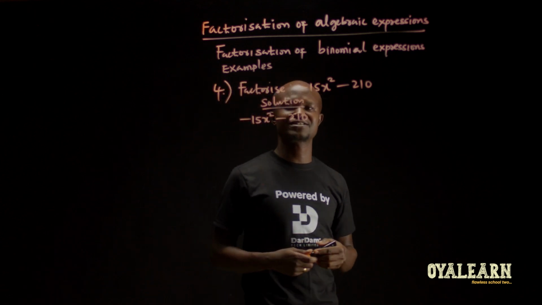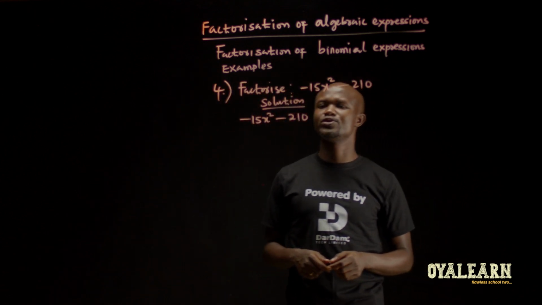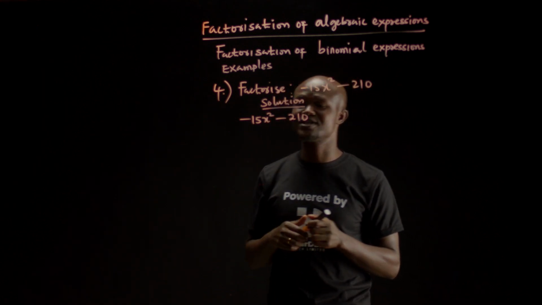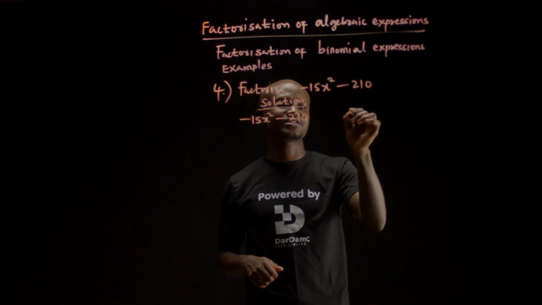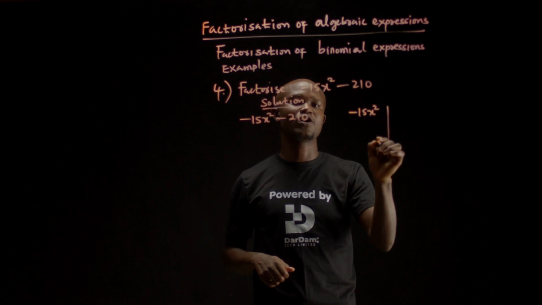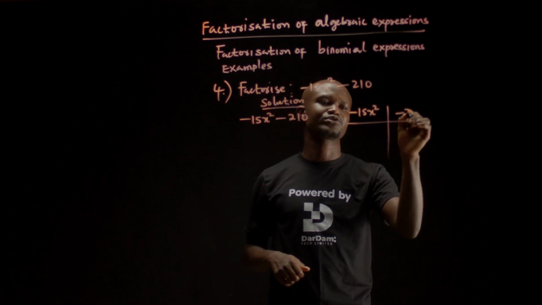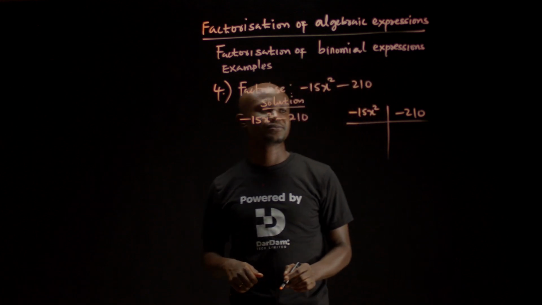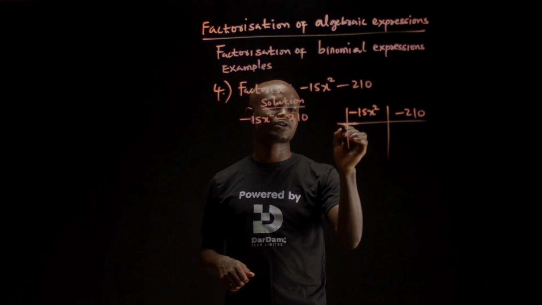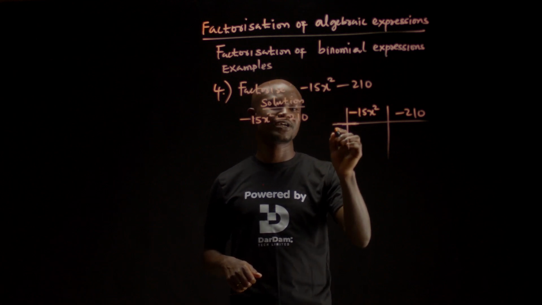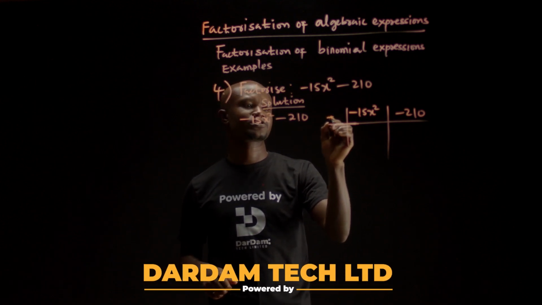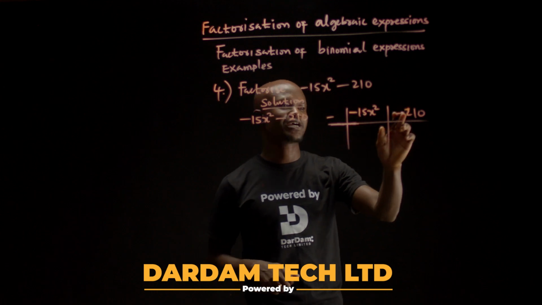Now, for us to factorize this, the first thing we need to do is to get what? We need to get the ACF. That's the first thing. Let's determine the ACF of minus 15s squared and minus 210. Now from here, it is obvious that minus is common. You can see minus here, minus is also here.